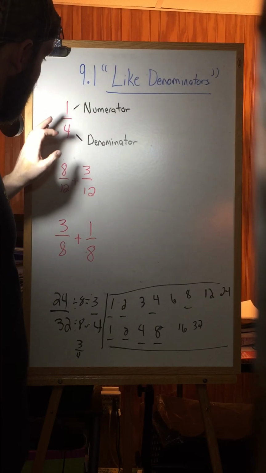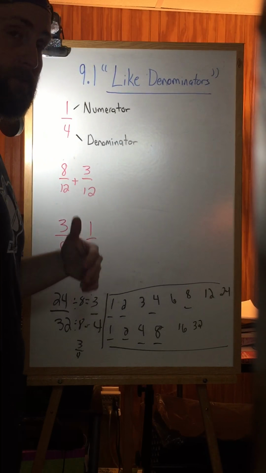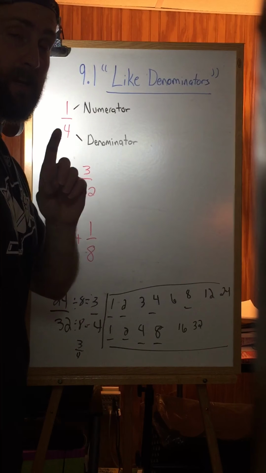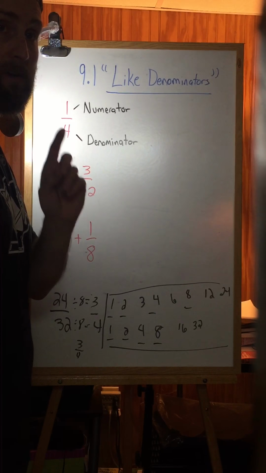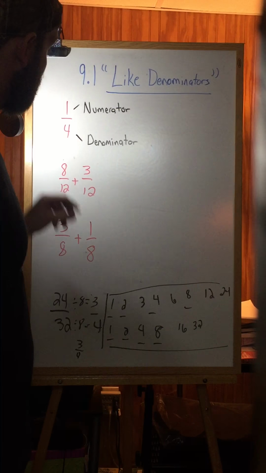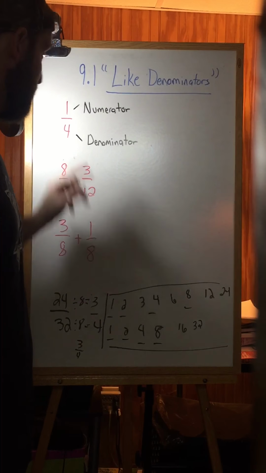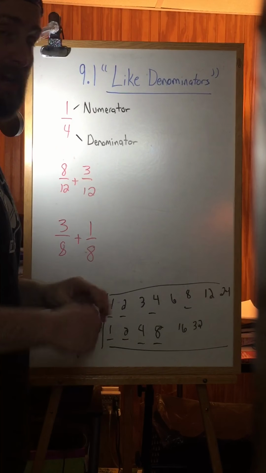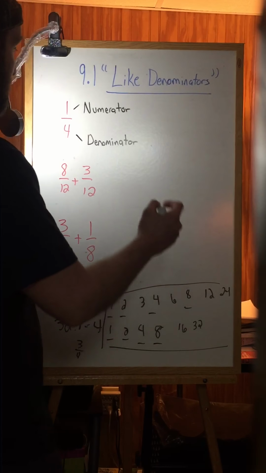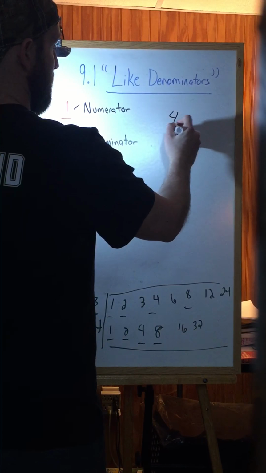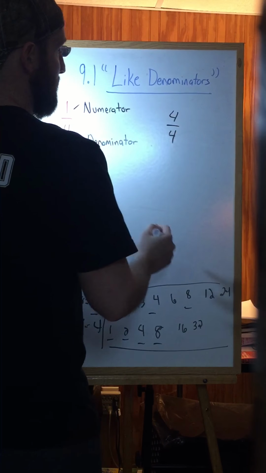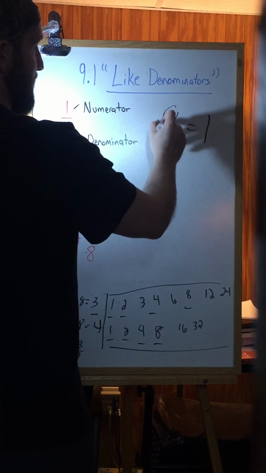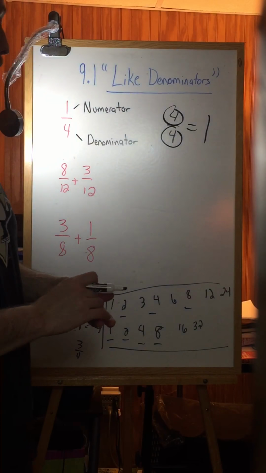Now, of course, fractions are a part of one whole, and the denominator indicates how many parts there are in a whole. In this case, 4 is the denominator. To equal 1, the numerator has to be the same as the bottom number, the denominator. So the numerator 4 and the denominator 4 equals 1. When these two are the same, it equals 1.